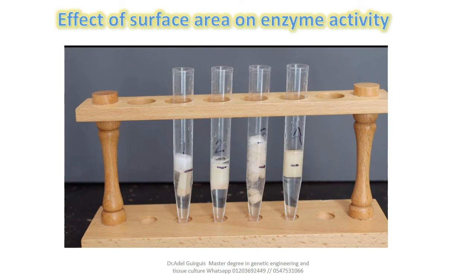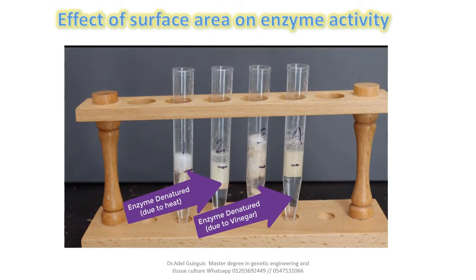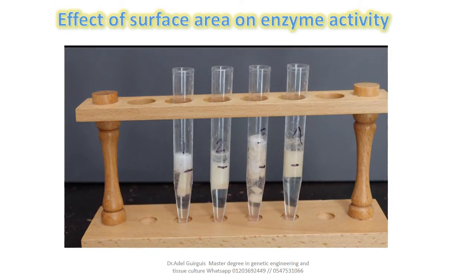Test tube 2, the enzyme's been denatured. And in test tube 4, we've also denatured the enzyme, but we've done it chemically by adding acetic acid into it. So that is the catalase experiment summary.